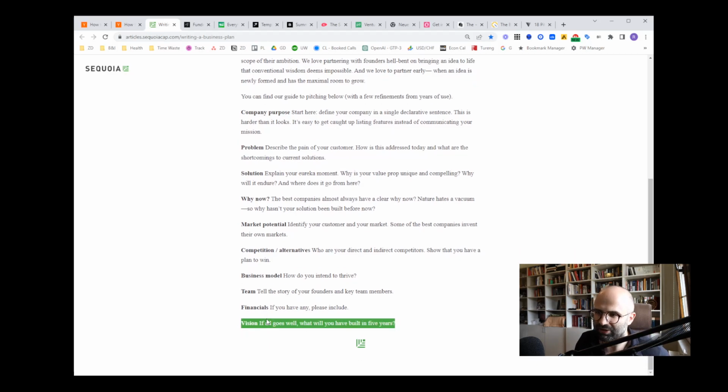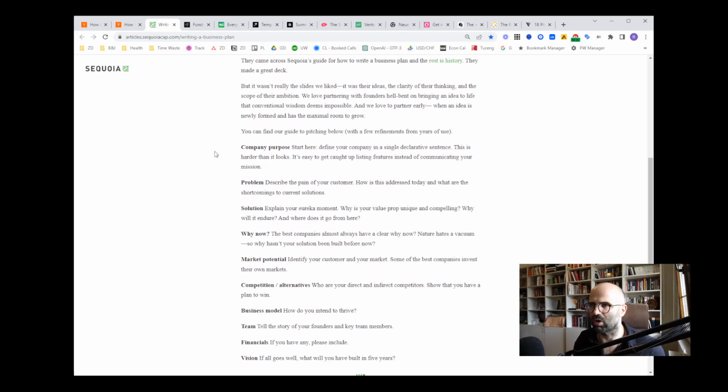I'm not sure I would necessarily put the vision at the back of the deck. I think it is too important to tell somewhere between problem and solution what your actual vision is, because that is the glue between those two, and it gives a perspective on what the inspirational thing is that you're going after. But other than that, obviously hard to argue with Sequoia.